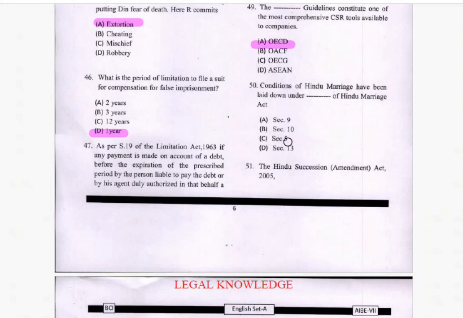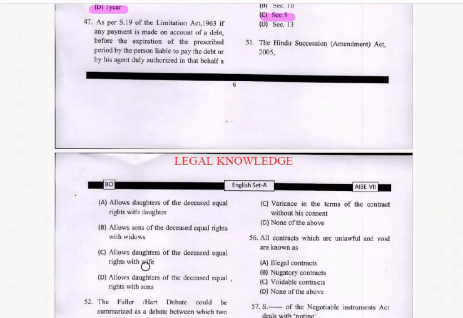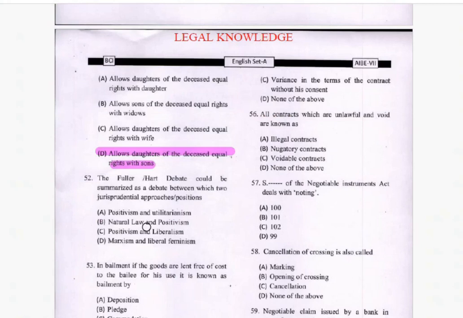Conditions of Hindu marriage have been laid down under dash of the Hindu Marriage Act, Section 5. The Hindu Succession Amendment Act of 2005 allows daughters of deceased equal rights with sons. This is a very important section and amendment which was made. The Fuller Hart debate could be summarized as a debate between which two jurisprudential approaches or positions, natural law and positivism.